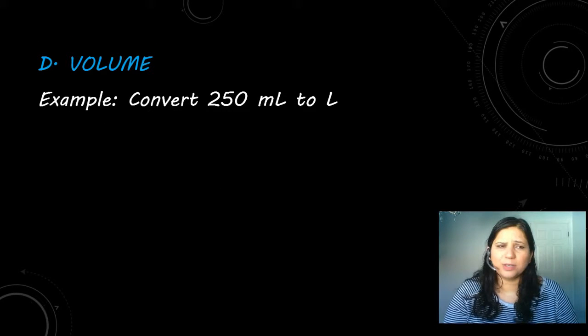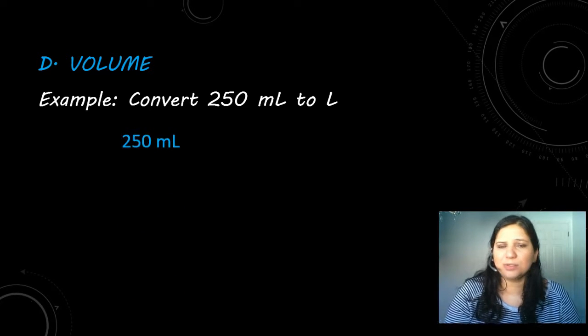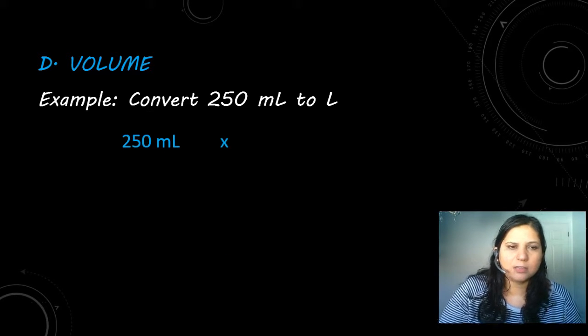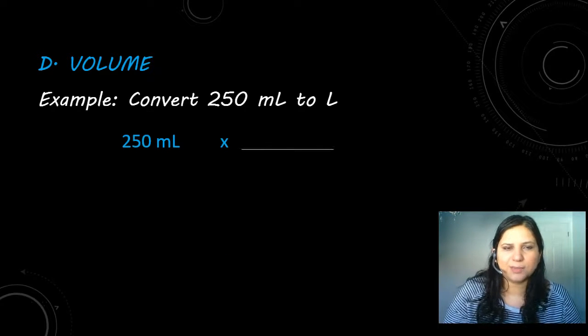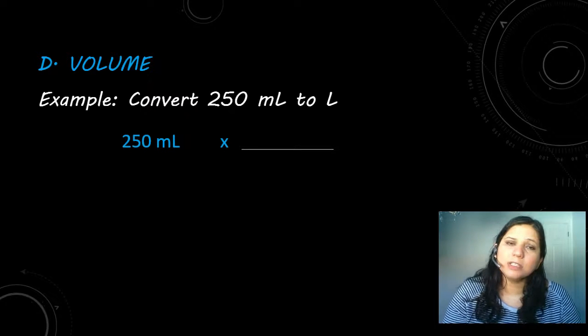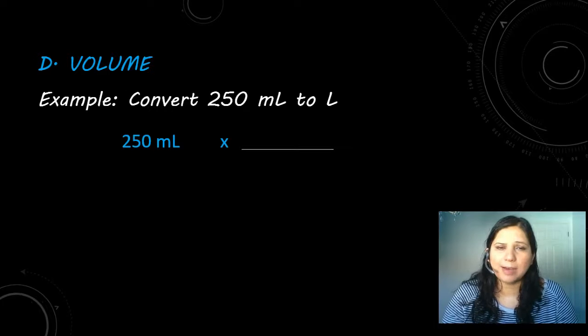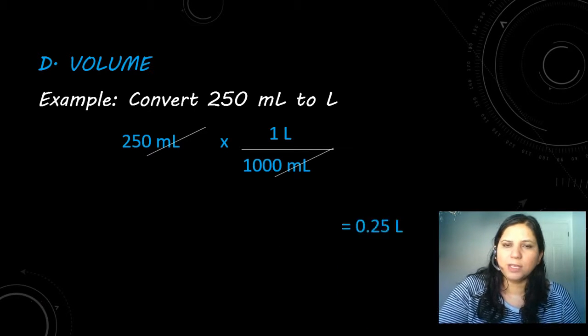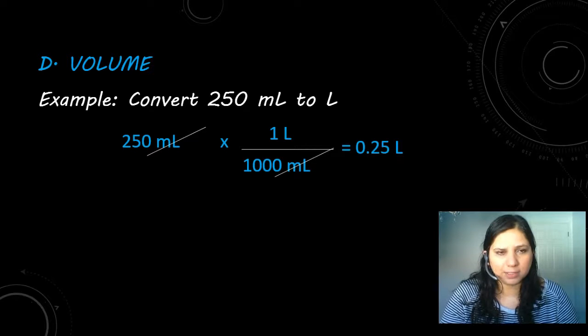All right, so let's just do a quick conversion of volume. Convert 250 milliliters to liters. This is mostly what you'll be doing, converting milliliters to liters or vice versa. So 250 milliliters times our conversion factor. I'm going to need the one that changes liters to milliliters. So I know that 1 liter is 1,000 milliliters. Milliliters needs to be on bottom to cancel, so we'll put that on bottom. Liter on top. Milliliters cancel, and we get 0.25 liters.